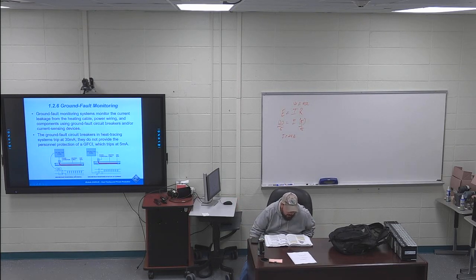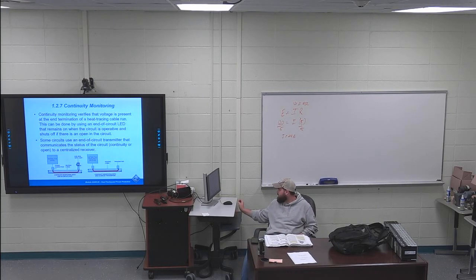127, continuity monitoring. First sentence is highlighted. Continuity monitoring verifies that voltage is present at the end termination of a heat tracing cable run. So that's figure 14, or what's up here on the board. You got the end seal with the light. So usually if your light's on, your power's good all the way to the end, which is just telling you that the cable is good.